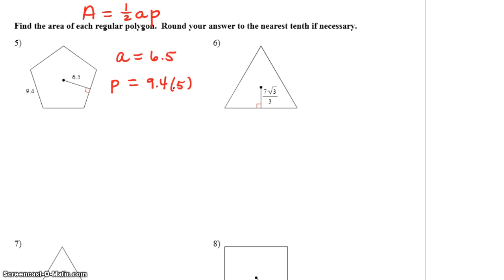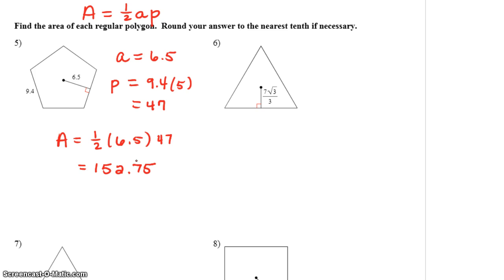Do some calculating over here on the side. 9.4 times 5 is actually 47. So our perimeter is 47. Our apothem is 6.5. And then it's just plugging those into our formula. So A equals 1/2 times 6.5 times 47. I'm going to plug that in over here. You should do the same. And then I got 152.75 as my area.